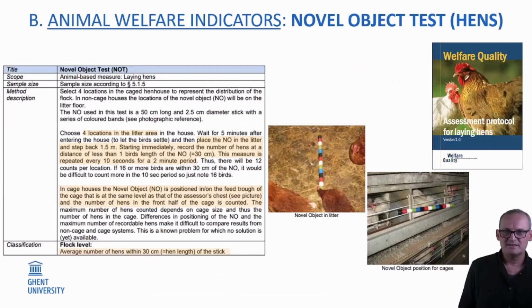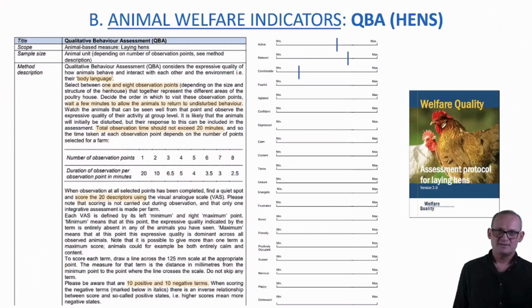So just to explain the test, the novel object test is a very simple test in which an object which the animal doesn't know, has never seen before, is introduced. Here it is suggested to have a novel object like this, a stick with different color tapes around it, which is put in the home pen of the animal, on the litter in case of a non-cage system, or in the feeding trough in the case of enriched cages. And then you simply watch over time how many animals come close to the novel object or even interact with it.